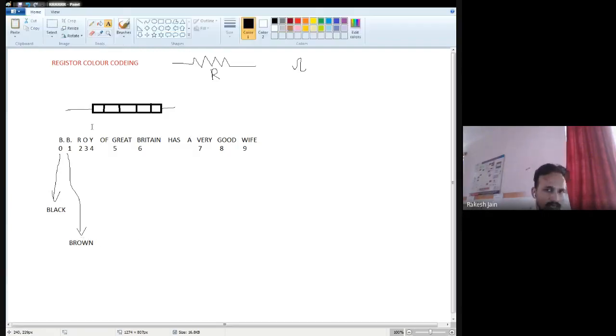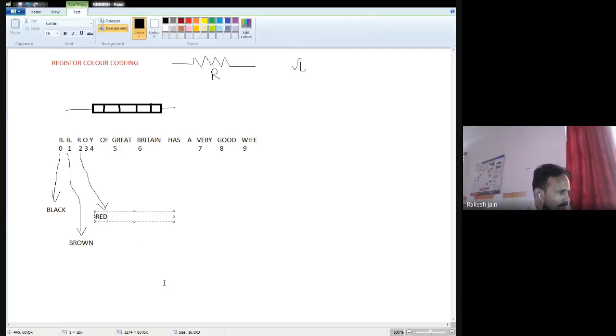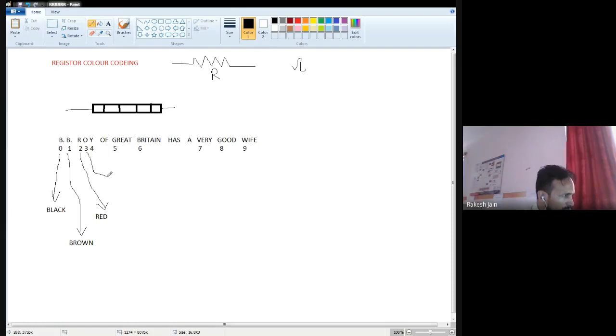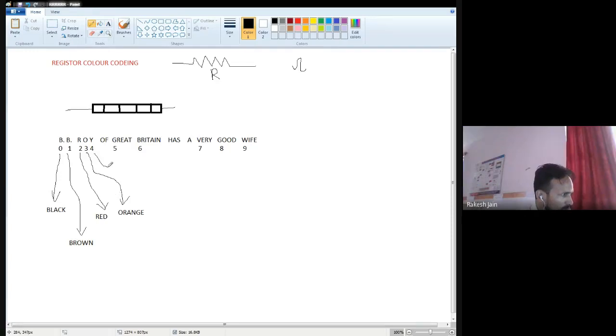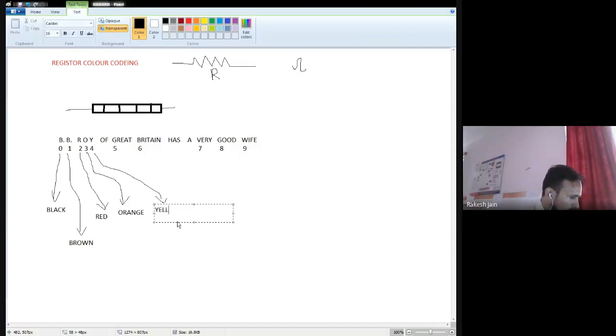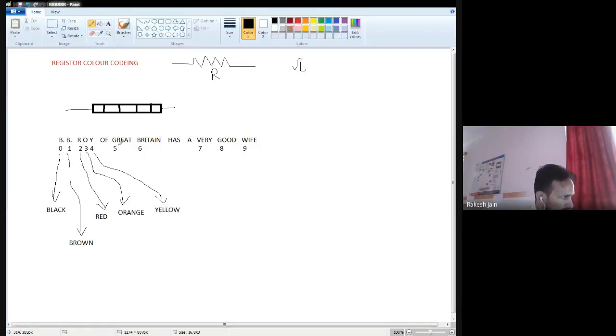Okay, so just see very carefully. The third, R, is for red. Remember this, R for red. Then O is for orange. Remember, O for orange. Then Y is for yellow. Then G is for green.